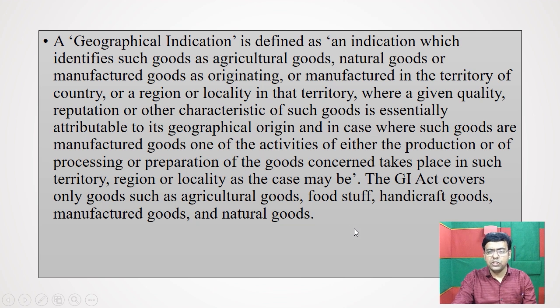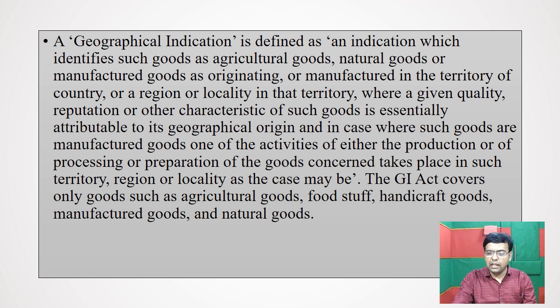A geographical indication is defined as an indication which identifies such a good as agricultural goods, natural goods, or manufactured goods as originating or manufactured in the territory of the country or a region or locality in that territory, where a given quality, reputation, or other characteristics of such a good is essentially attributable to its geographical origin, and in case such goods are manufactured goods, one of the activities of either the production or of processing or preparation of the goods concerned takes place in such a territory, region, or locality as the case may be.